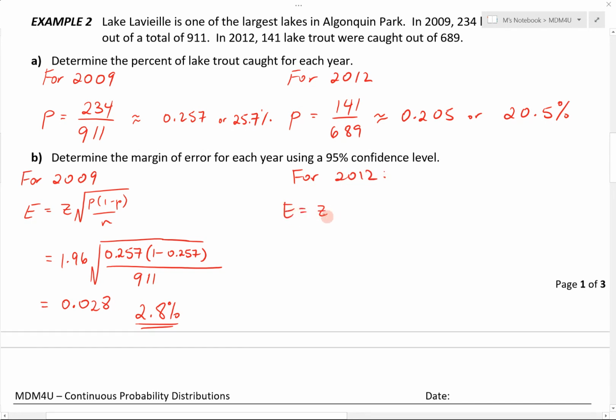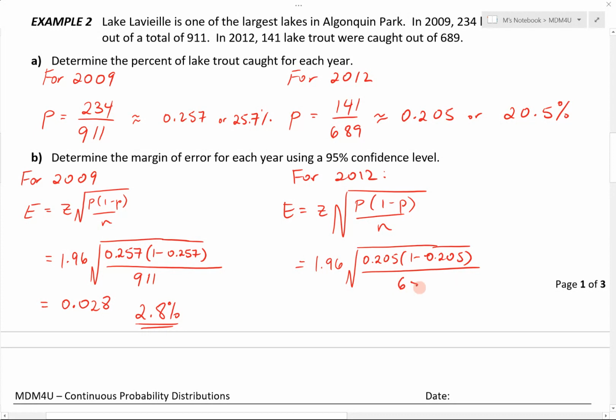So E is equal to the z-score, again, times the square root of p times 1 minus p over n. So the z-score, again, is going to be 1.96. All that really changes is the probability, so the p-value and the n value. So 0.205 times 1 minus 0.205, all divided by 689 fish that they caught that year. So when I calculate all of this, the resulting margin of error is 0.03, or 3% for 2012.